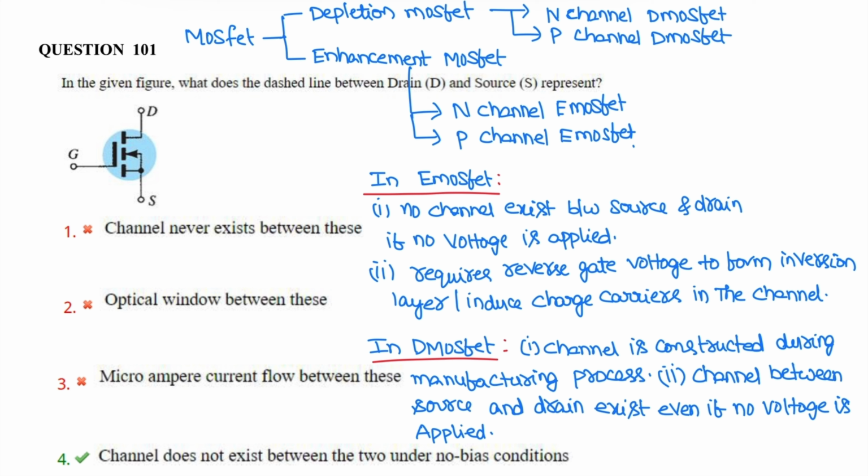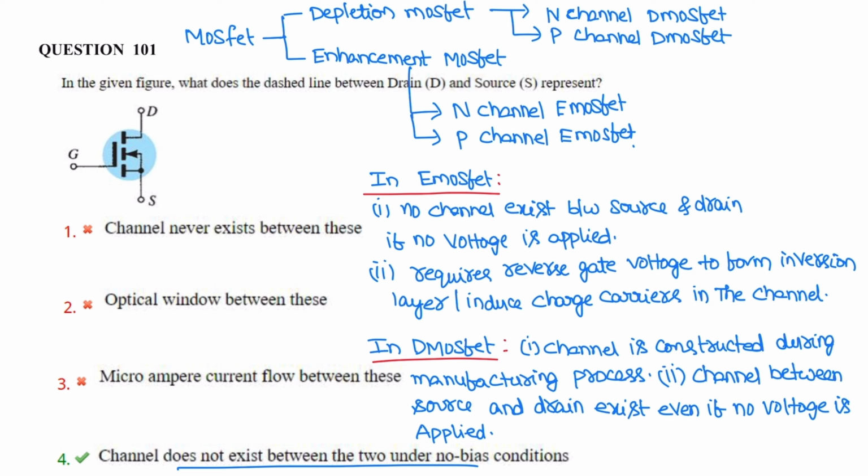In enhancement MOSFET, no channel exists between source and drain if no voltage is applied. That is, it requires voltage to form an inversion layer or induce charge carriers in the channel. So the given diagram is E MOSFET, enhancement MOSFET. That's why broken lines are given. These broken lines indicate the channel does not exist between the drain and source under no bias condition.